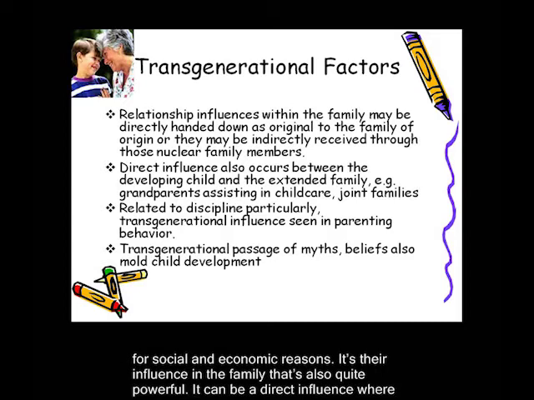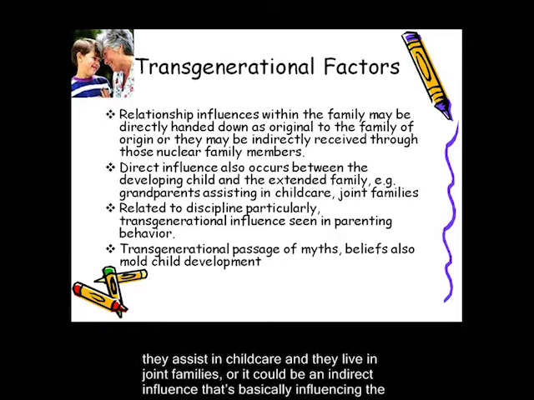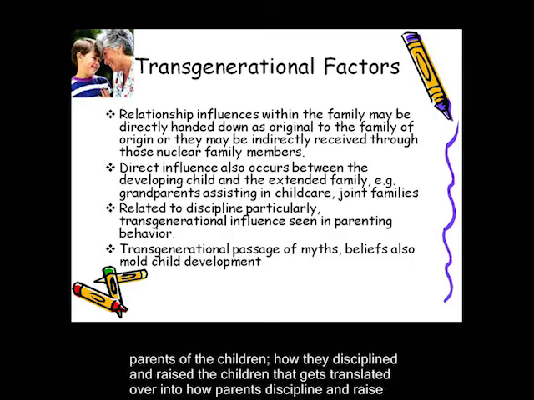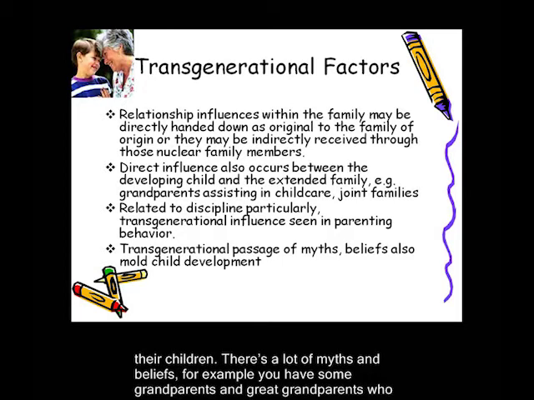It could be a direct influence where they assist in childcare and they live in joint families, or it could be an indirect influence on the parents of the children. How they have been disciplined and raised then gets translated over into how parents discipline and raise their children.